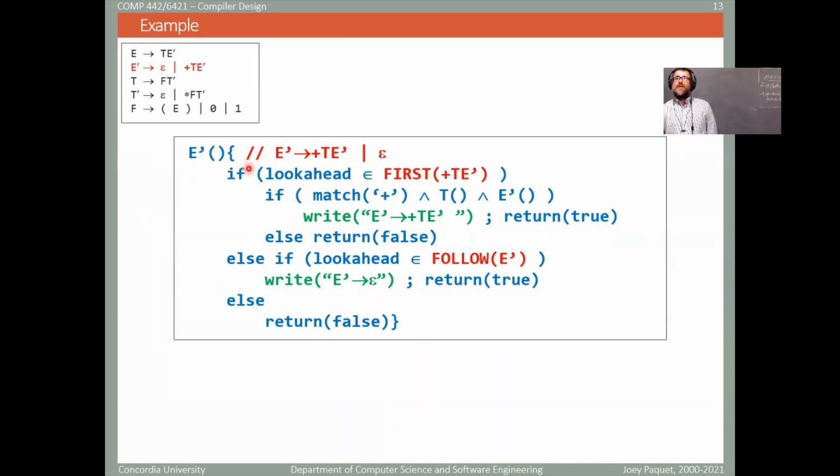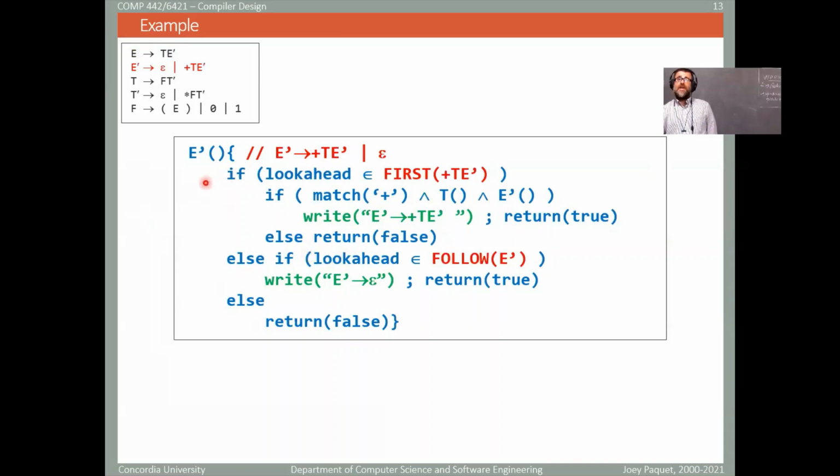When I start parsing an E prime, if my look ahead is in first of plus TE prime, essentially if it's plus, then I match plus. Of course, here this is going to match. The match is going to be successful because I already know that the next token is plus. This one is going to be kind of for free here in this particular rule. Then if I match the plus, which I will, then I should call the function for T and then the function for E prime. If all of these return true, I have successfully used this rule and I return true. If any of these return false, then I return false.